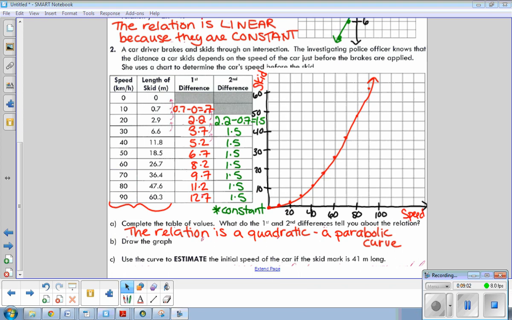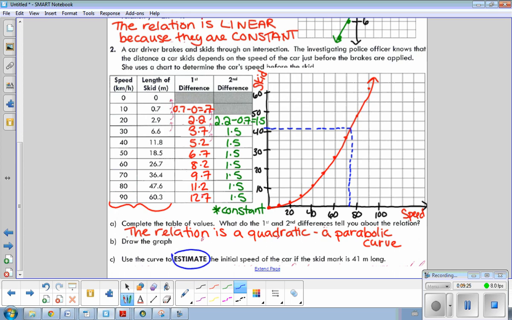So we're going to use this curve to estimate the initial speed of the car. The skid mark is 41 meters long. So we find this spot at about 41 meters long for the skid mark and follow it over until we run into our parabola. And then we go straight down to figure out the speed. This is just an estimate, so you don't have to stress about it being perfect, just sort of do a good job. And we're going to make an estimate here that it's about 72 kilometers an hour.